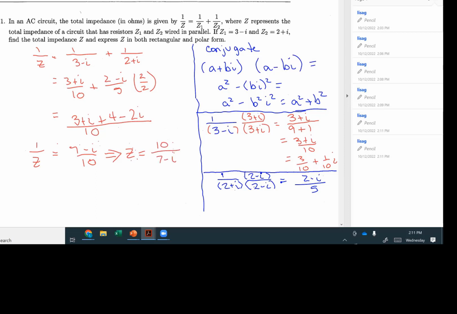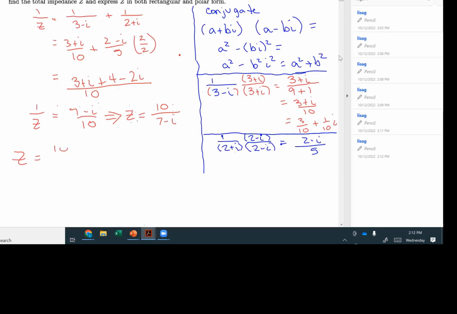Basically, if you have two fractions that equal each other, you can just flip them upside down, as long as you flip them both. So Z over 1 is equal to 10 over 7 minus I. I need to turn this into something in standard form, and it's not in standard form. So I'm going to multiply by the conjugate, which is 7 plus I. I'm just going to leave this factored for the moment because I want to see what my denominator comes out to be.